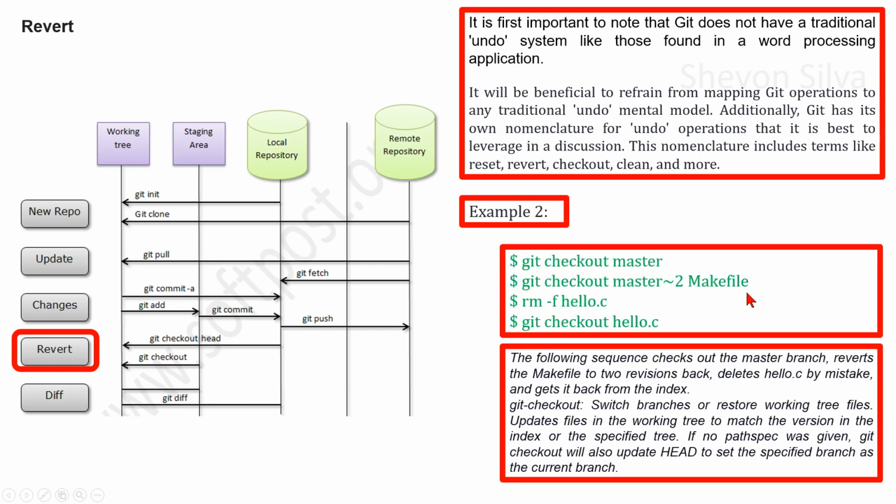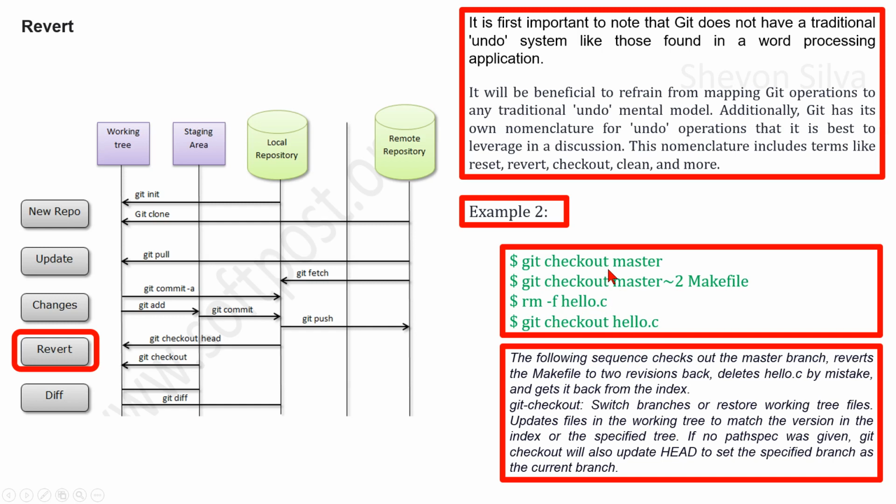And as example 2, we can consider this following sequence: check out the master branch, and then revert the Makefile to 2 revisions back, delete the hello.c by mistake, and get it back from the index.